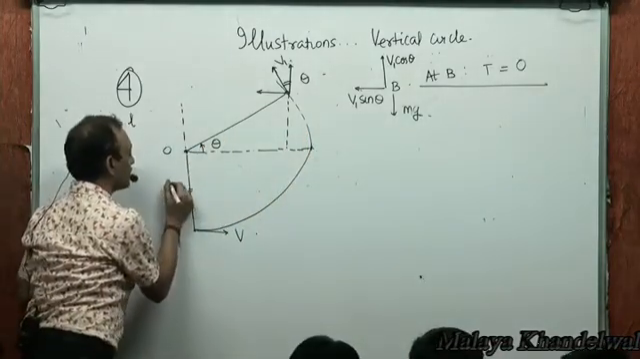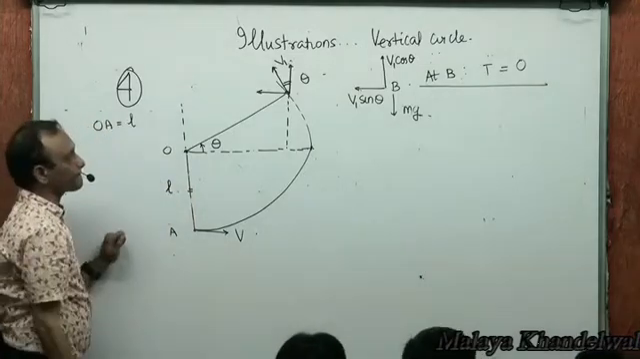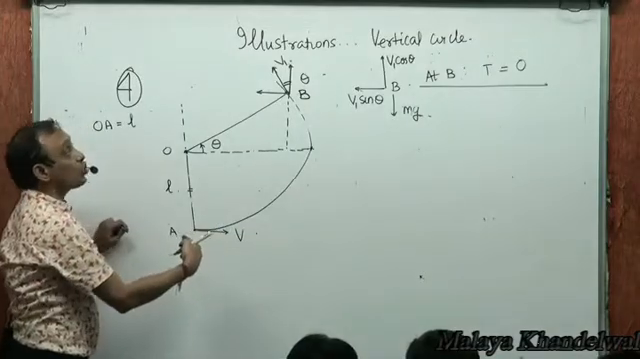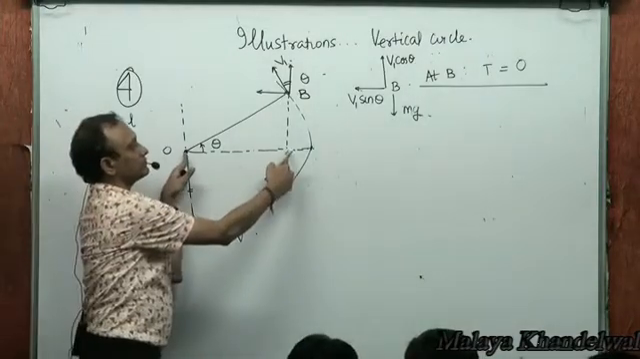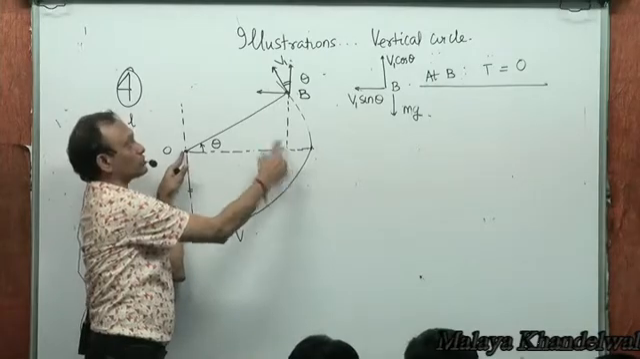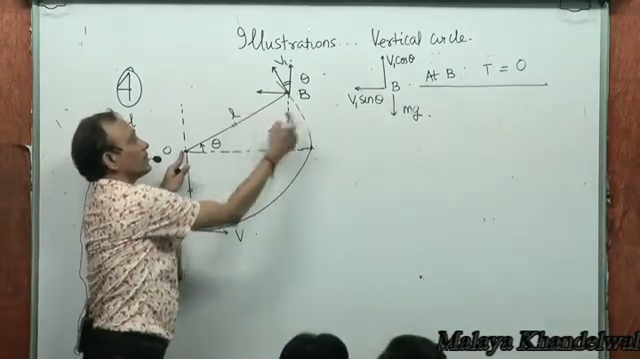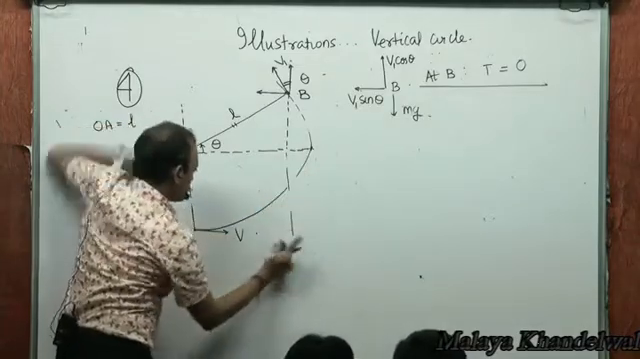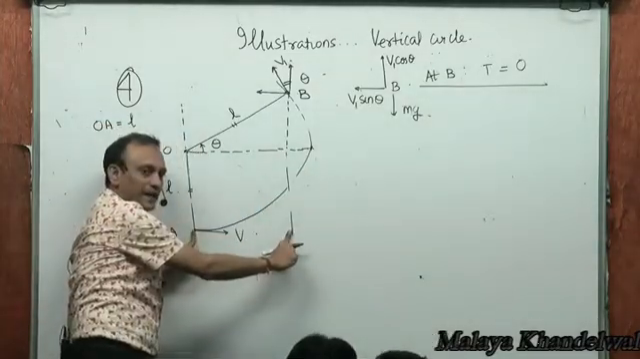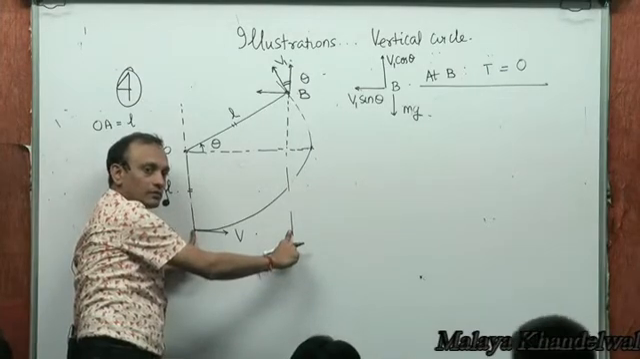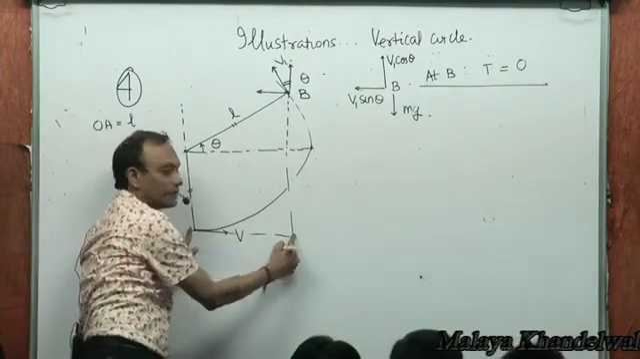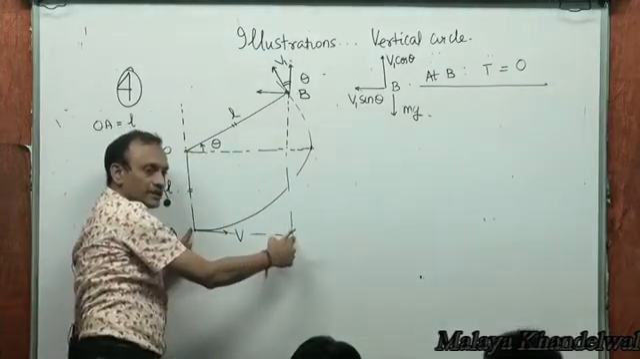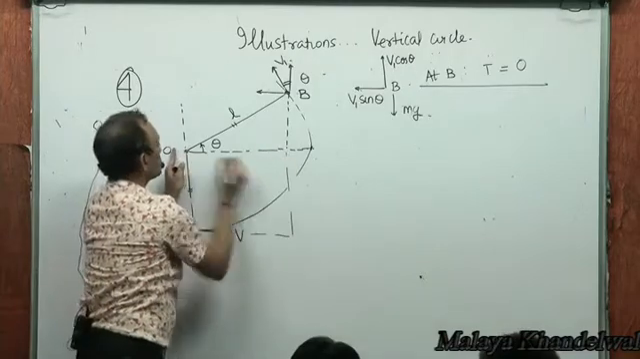This length is L, right? When it goes from B to A, what is its horizontal displacement? This is L cos theta, right? When it's at B versus when it's at A, this is the horizontal displacement between B and A, which is L cos theta, right?